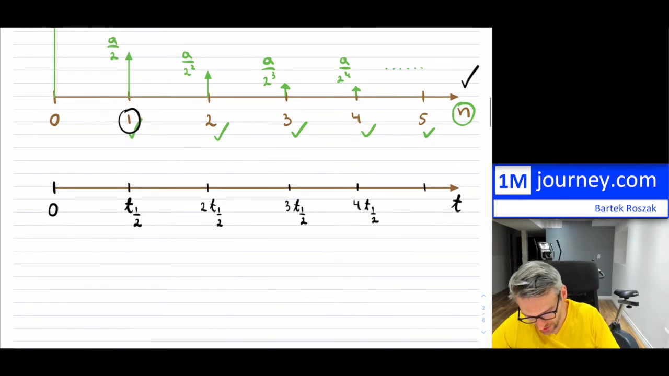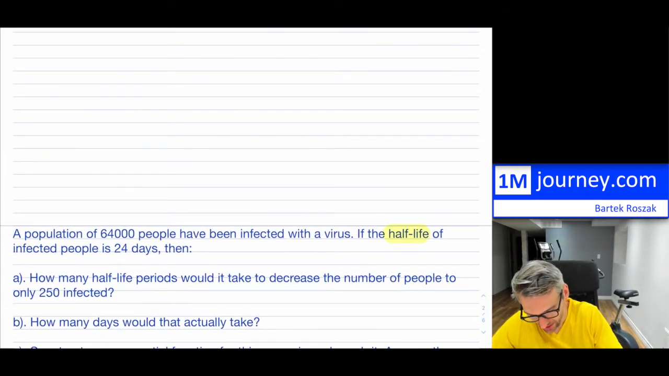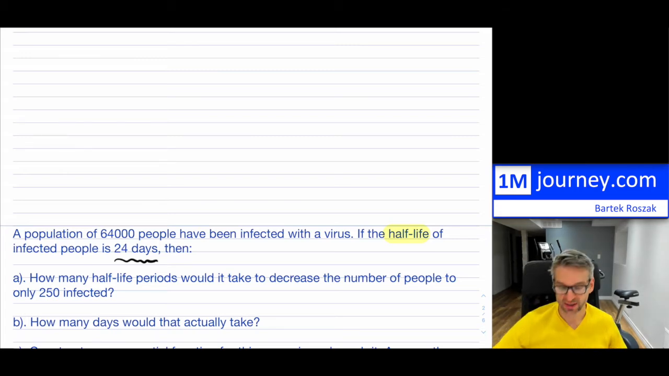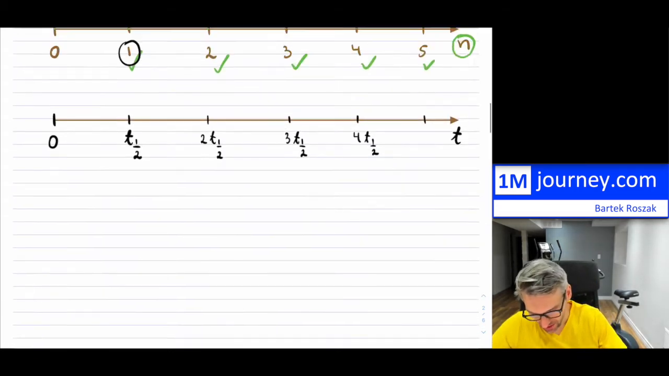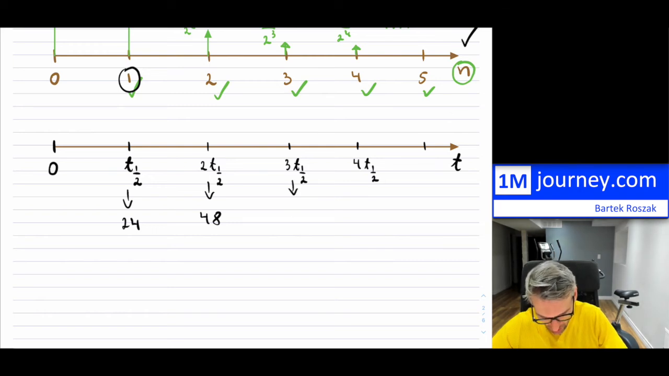And then here, this is your time periods. For this example, they told us that the half-life is 24 days. So what this means is that this is actually 24 days, okay? Twice that much is 48 days, okay? And then so on. So this is what we have.